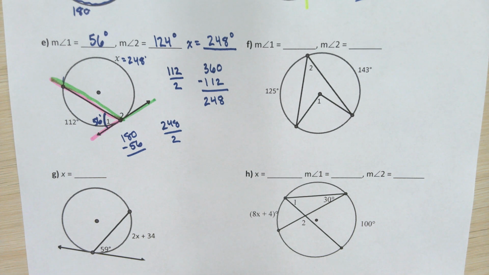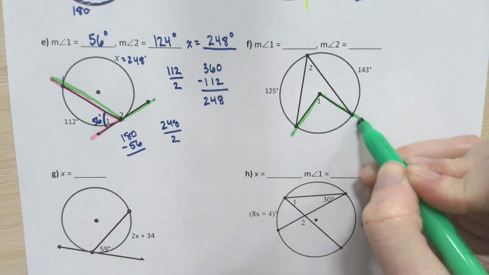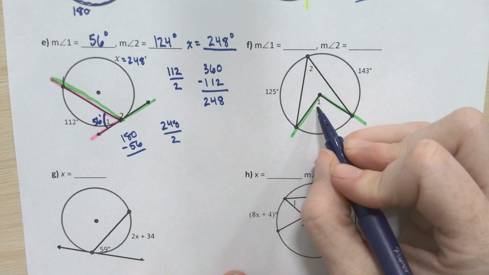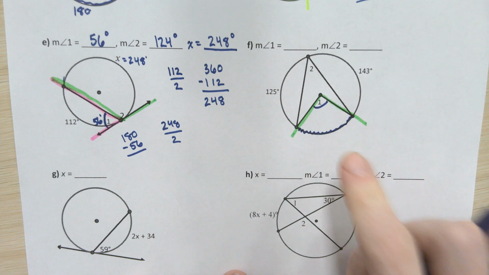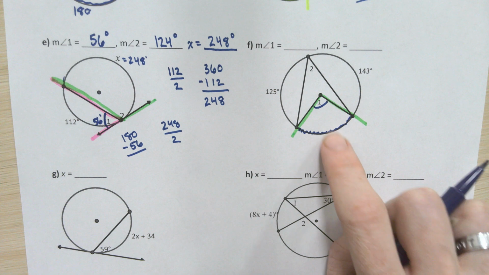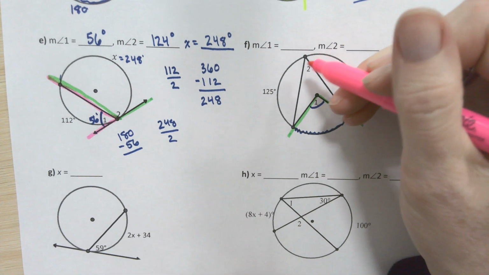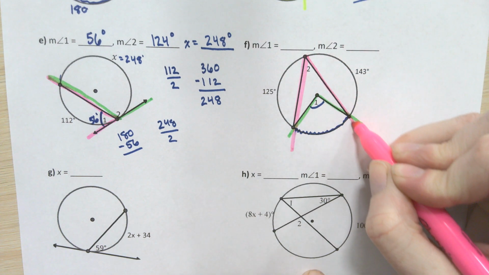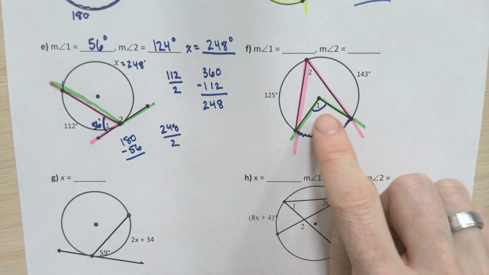Onward to letter F. We've got 2 angles to find. Angle 1 here is at the center of the circle. Remember from yesterday, angles at the center are going to match their intercepted arcs. So if I knew what this measurement was, angle 1 is equal to that. Angle 2 looks like it's intercepting the same arc, but its vertex is on the circle. So it's going to be half of that arc. And hopefully visually that makes sense.